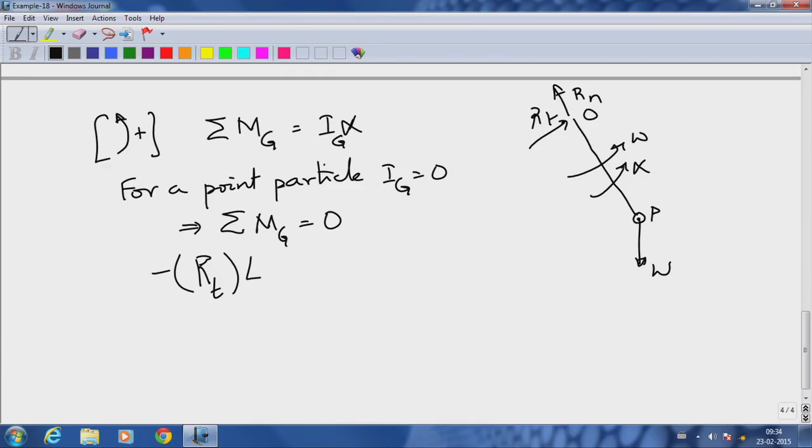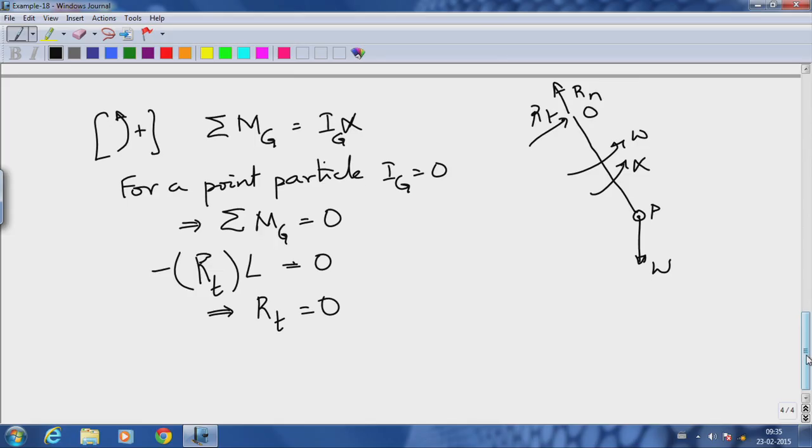So, notice how the sign convention propagates all the way to all the equations. This equal to 0, which automatically implies that the tangential reaction at O is 0. Now, if Ig was not 0, that means if, let us say, instead of P I have a finite cylinder or some body that had a moment of inertia about its own center of mass, R sub t is not necessarily 0. Alright, so this is my equation number 3.